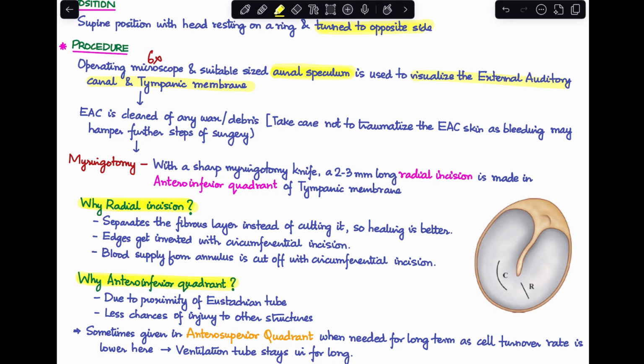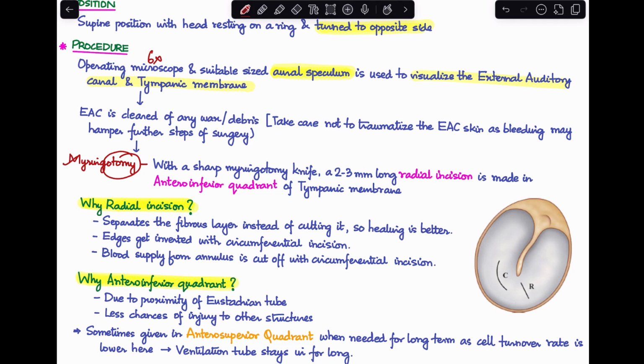Now we have to be careful not to traumatize the external auditory canal skin, because if you end up causing trauma to the skin over here and it leads to bleeding, that will impede your further steps of the surgery. You need a clear surgical field to perform the surgery. So once the EAC has been cleared off, our next step is to perform a myringotomy. What does myringotomy mean? Otomy means making an opening, and myring means the tympanic membrane. So you are basically making an opening in the tympanic membrane.